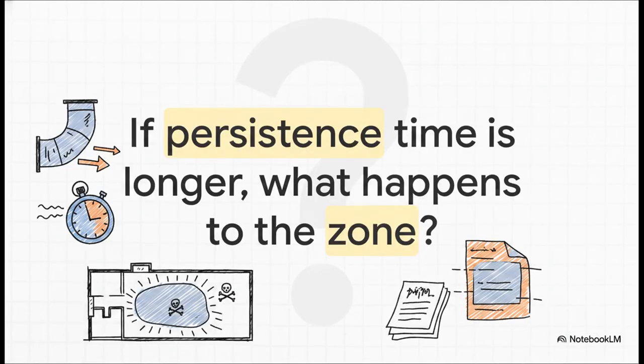All right, let's pause for a quick thought experiment to see how well we're connecting the math to the paper trail. Imagine you are reviewing a design, and your ventilation calculation shows that the persistence time, our ticking clock, T, is much longer than you initially assumed. What should happen to your hazardous area classification? Take a second to think about it.